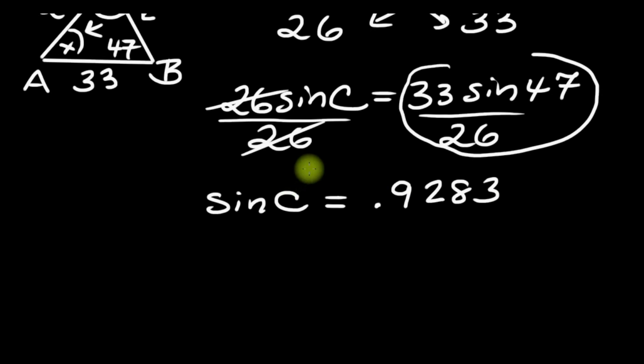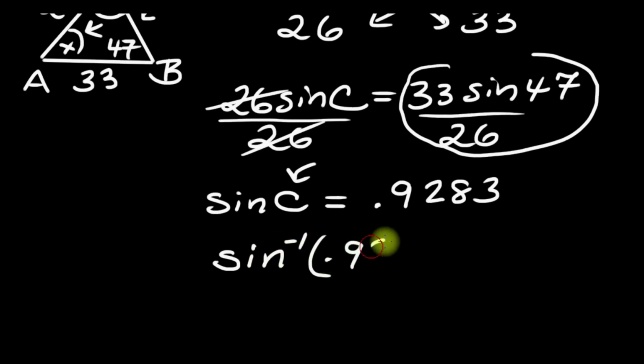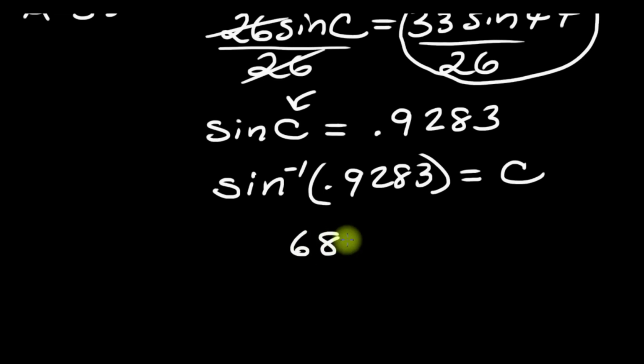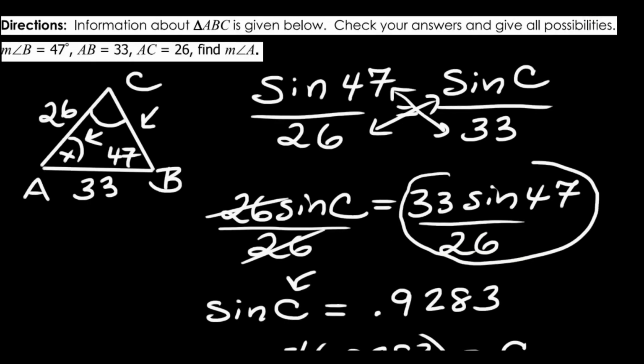0.9283. Okay, so to find angle C, we would have to do the inverse function. So sine inverse of 0.9283, well, that's going to give us angle C. Okay, so when we input this into the calculator, we get 68.2 degrees. Okay, so that's going to be angle C. So here angle C is 68.2 degrees.